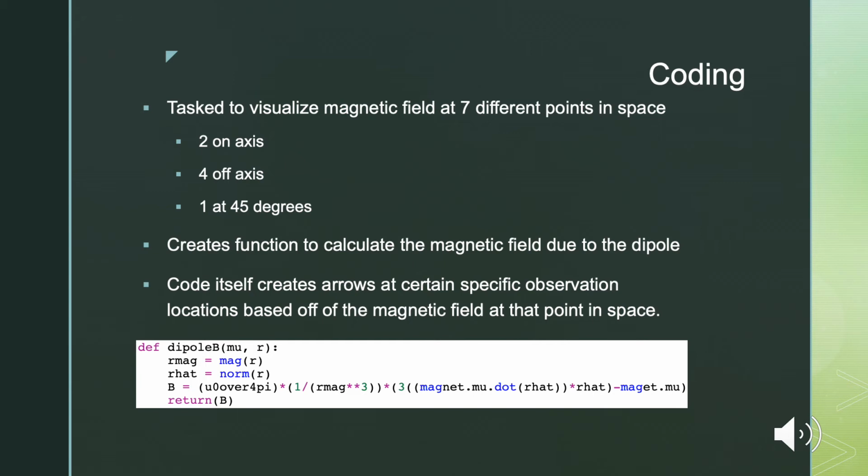We needed to visualize the magnitude and direction of the magnetic field at 7 different locations in space, 2 on axis, 4 on a perpendicular axis, and 1 at a 45-degree angle away. To do this, I first needed to create a function that calculated the magnetic field due to the dipole. My code for that portion is shown here, where I calculate the magnitude of the r vector, normalize it, and then use the Biot-Savart equation to calculate the magnitude of the magnetic field. I then created the arrows to show the magnitude and direction at these locations using the function that I created.